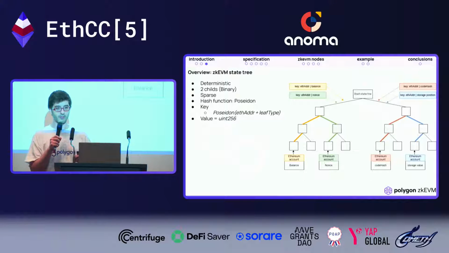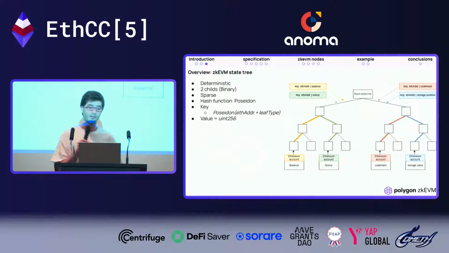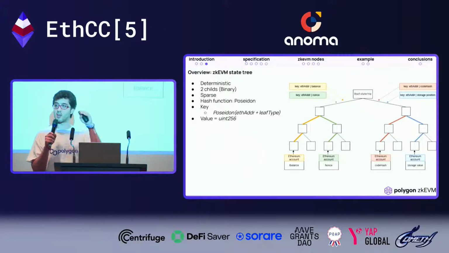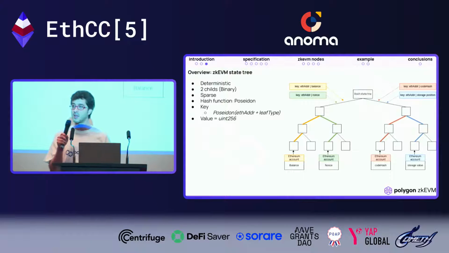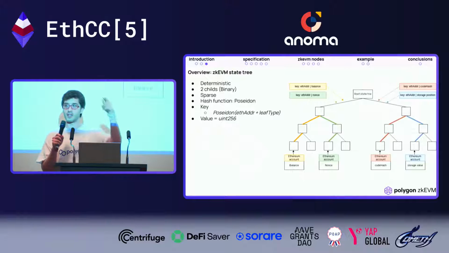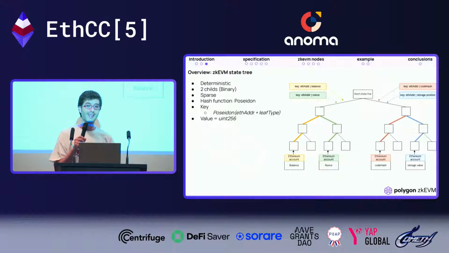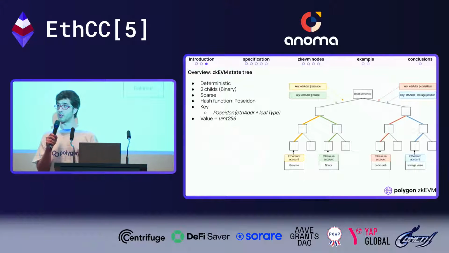Okay, so let's see an overview of the zkEVM state tree. The zkEVM state tree is deterministic as well. It has 2 children per level in the state tree. It's a sparse Merkle-Tree, meaning that when you compute the key, it also defines the path across the navigation through the state tree until it reaches the leaf. And the hash function that we use is the Poseidon hash function, which is a zk-friendly hash function.